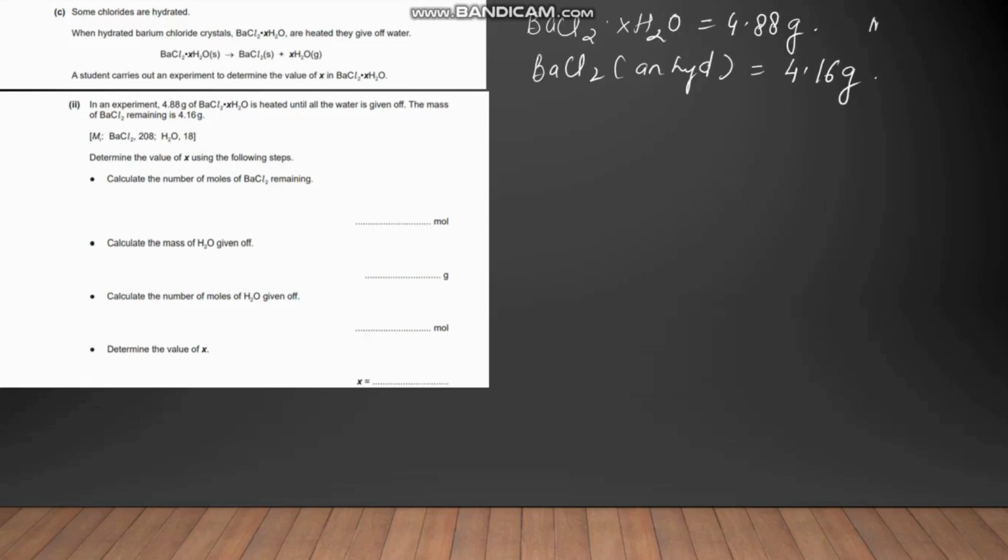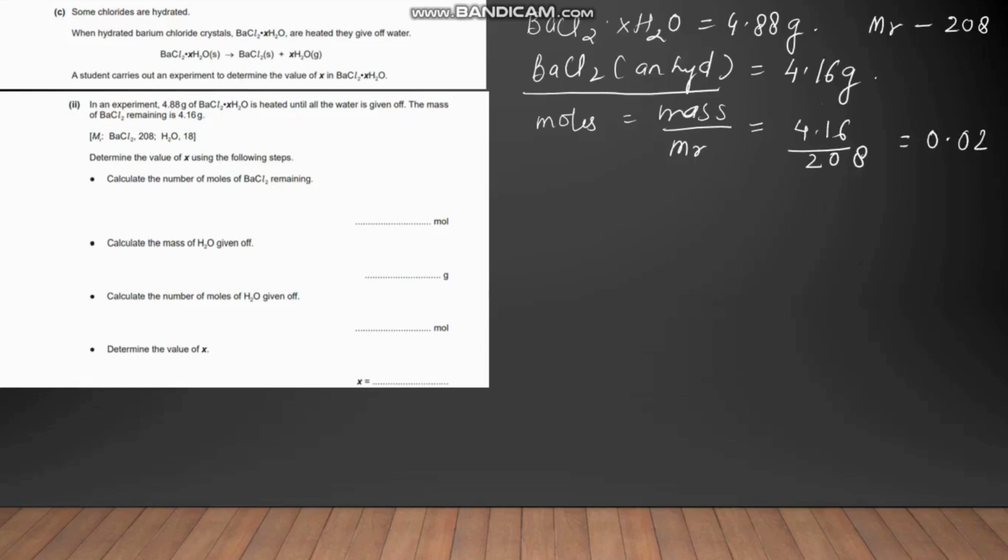The molecular mass of barium chloride BaCl2 is given as 208, and for water it is 18. Determine the value of X with the following steps. The first step is to calculate the moles of barium chloride. As we know, moles equals the mass used upon the relative molecular mass of the compound. So for the mass of the barium chloride, we will be using the anhydrous mass, which is 4.16 divided by 208, and the number of moles will come out as 0.02.